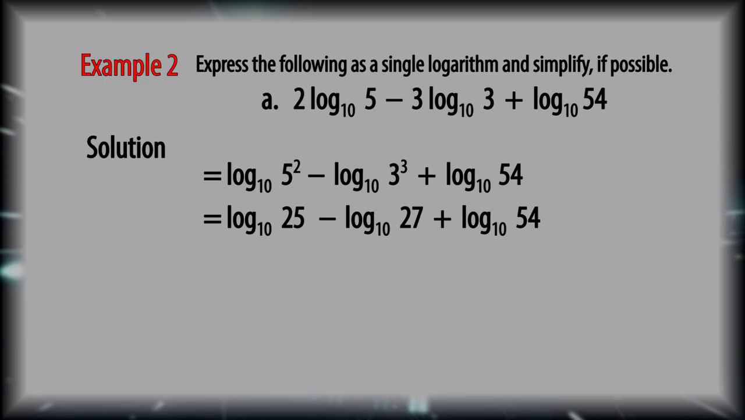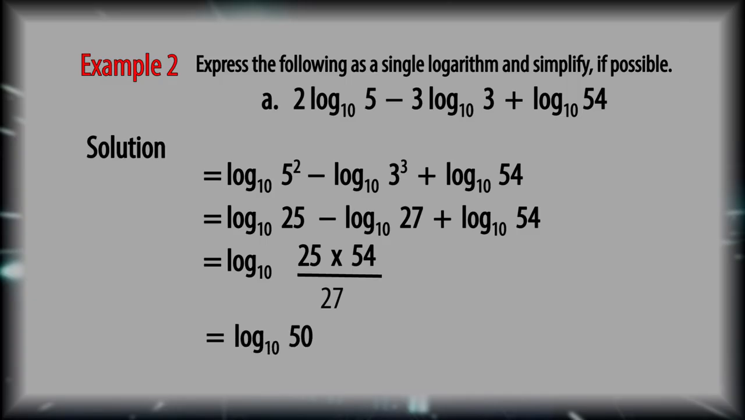Now we are going to change our additions to become multiplication and then subtractions to become division. So we are going to get log base 10 of 25 times 54 divided by 27. We can simplify the numbers. I'm sure you can see that certain things can cancel out. When we do that, we are going to get log base 10 of 50. So that expression simply becomes log base 10 of 50.